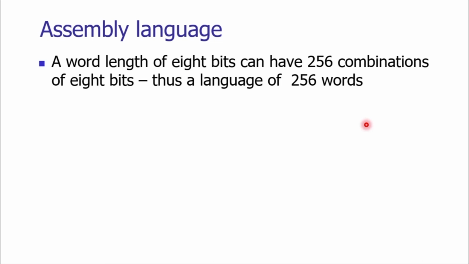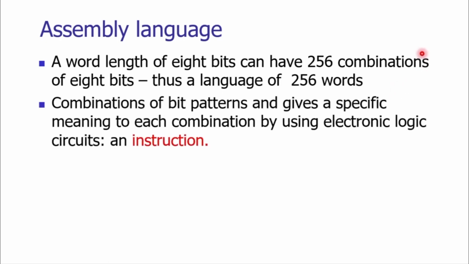In assembly language, a word length of 8 bits is used. If the word length is 8 bits, we can have around 256 combinations of 8 bits. Thus, the language will have around 256 words. So we can have a variety of combinations of these bit patterns and attach a specific meaning to each of these combinations. And by using electronic logic circuits, we can carry out a variety of operations on that.